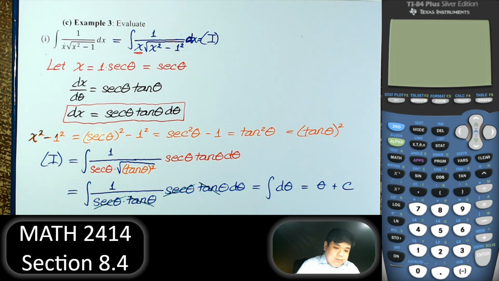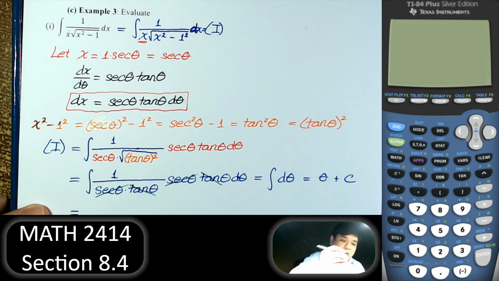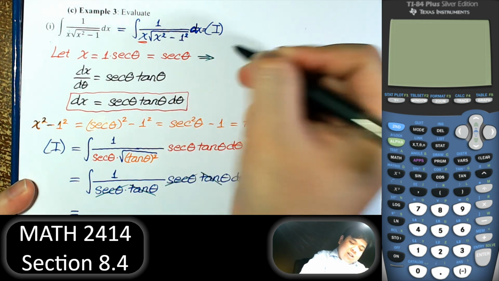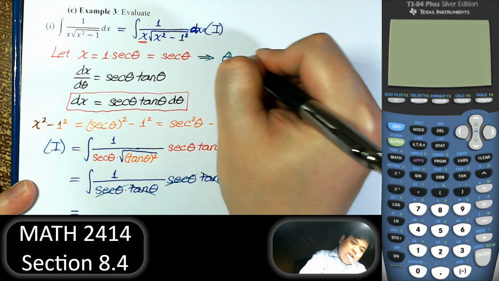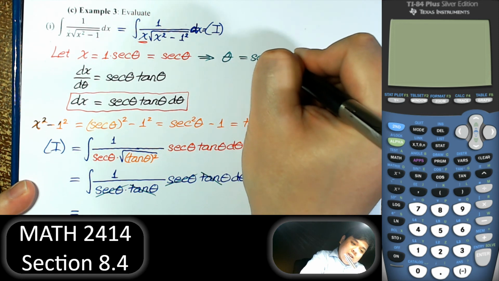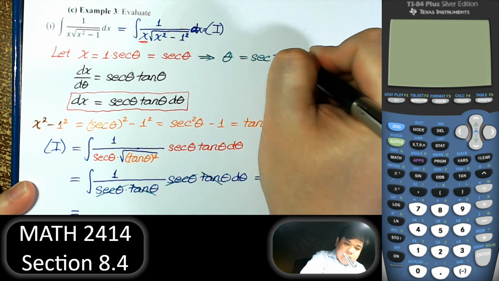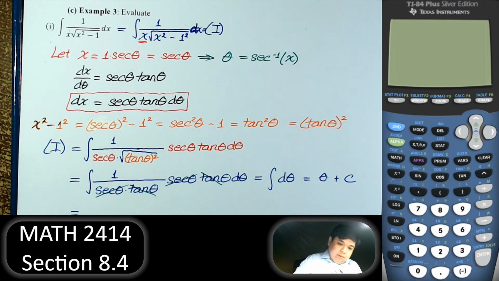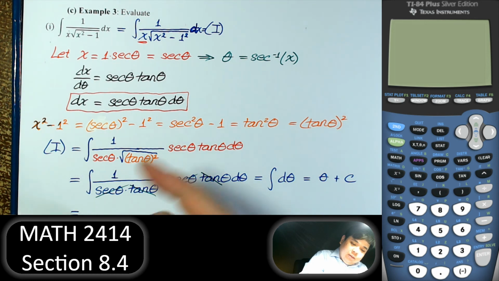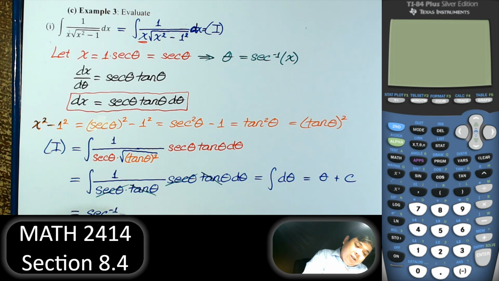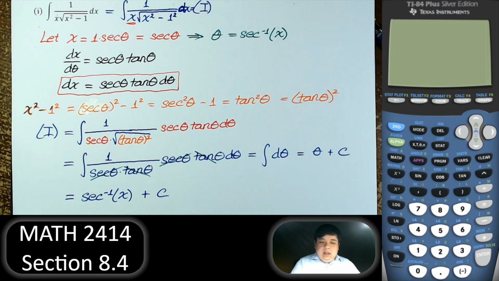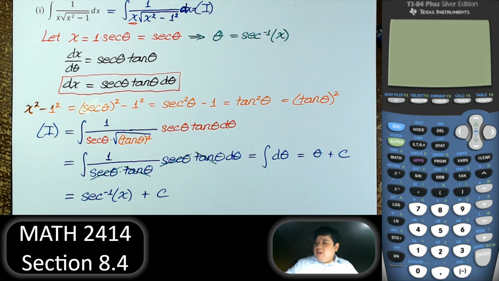And we don't even need a triangle for this problem because x equals secant theta, so theta equals secant inverse of x. And we substitute that in here. So that's what we have.